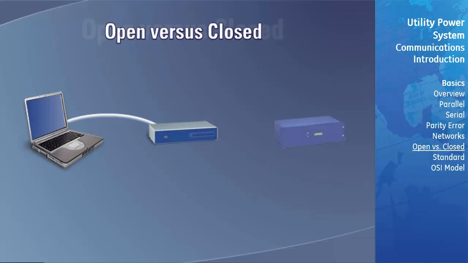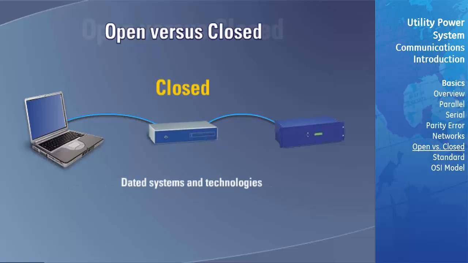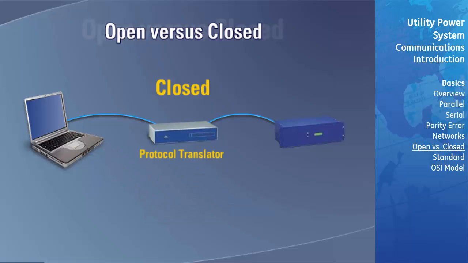Networks that are specific to one manufacturer and which work with specific hardware connections and protocols are called closed systems. Usually, these systems and technologies are dated and were developed at a time before standardization or when it was considered unlikely or not desirable to have equipment from other manufacturers included in the network. In many of these dated configurations, a single device acts as a protocol translator that collects data from different devices in the field using a variety of protocols, hence the term protocol translator.